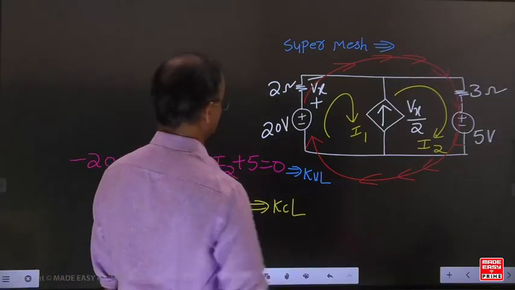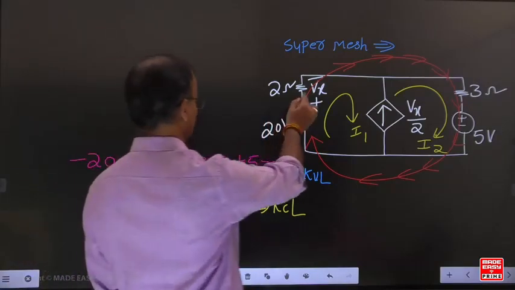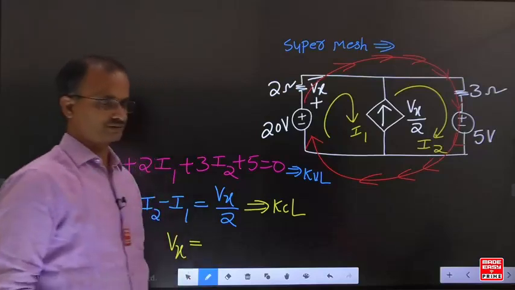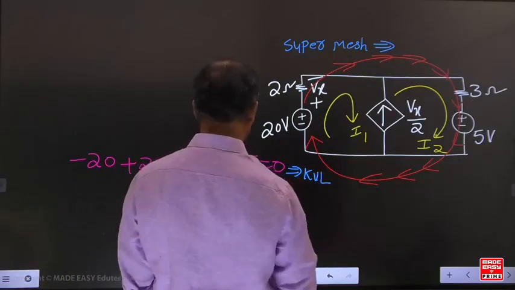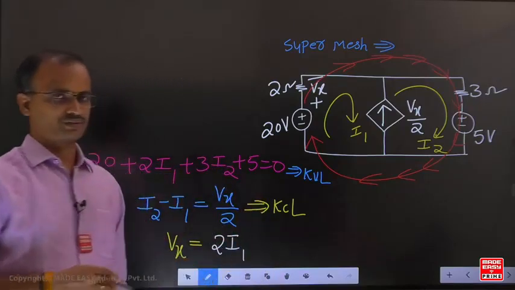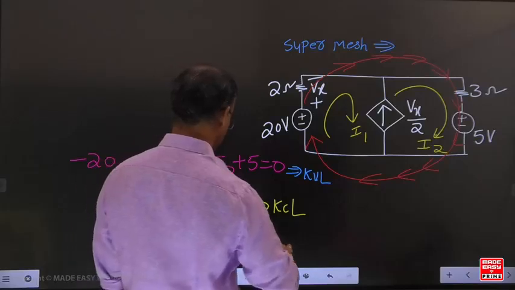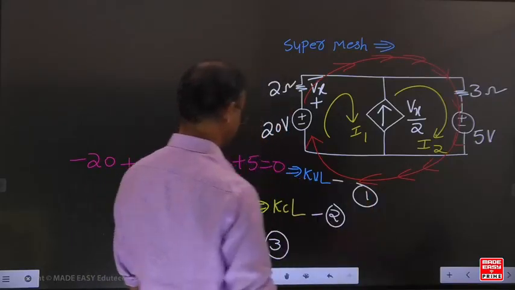Look, this Vx is the voltage across the 2 ohm resistance. How much current is going through the 2 ohm resistance here? I1 current. So we write Vx equal to 2 I1. This is equation 3, equation 2 and equation 1.